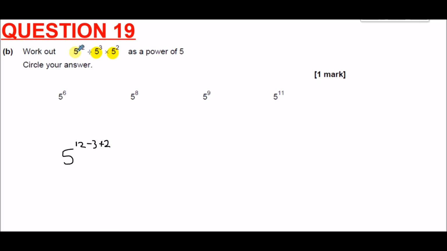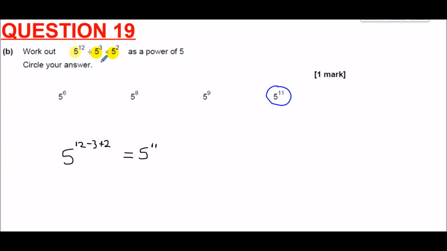Assuming that you're talking about the same big number or letter that's got the power on it. So this one here, 12 take away 3 is 9, plus 2 is 11, so 5 to the power 11. So that's one we'd need to circle.